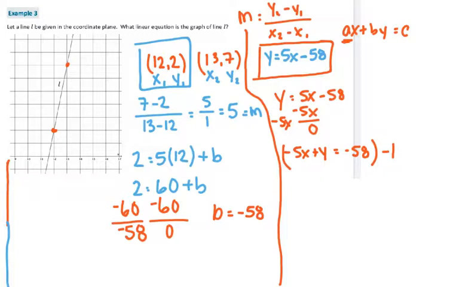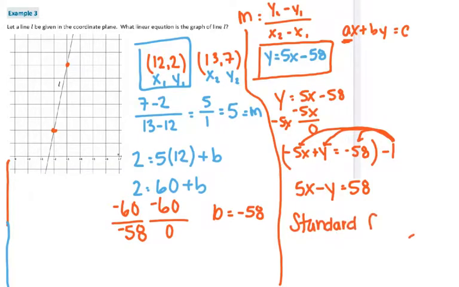So I'm going to multiply that -1 by the -58. I'm going to multiply it by the positive y, and I'm going to multiply it by the -5x. And a negative times a negative is a positive. So I'm left with 5x. A negative times a positive is a negative. So minus y equals 58. And that is the standard form of my equation. So there's my standard form there.